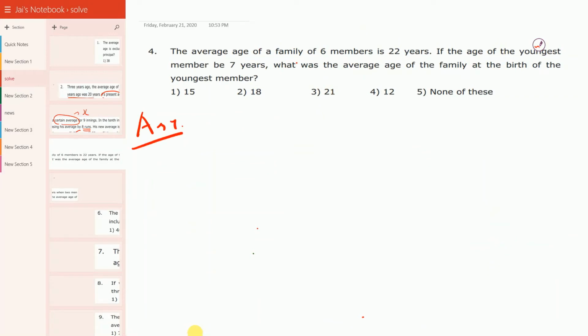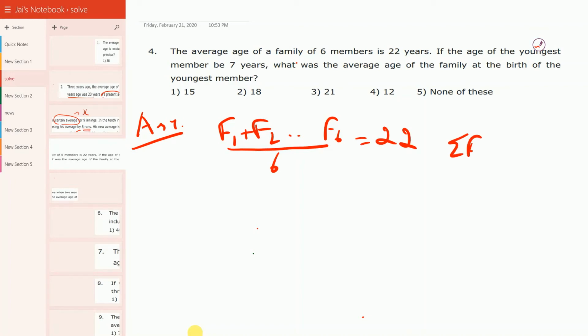Now coming on to the next question. The average age of a family of 6 members is 22 years. That is F1 plus F2 till F6 upon 6 is 22 years. So you can calculate the value of summation F as 22 into 6.